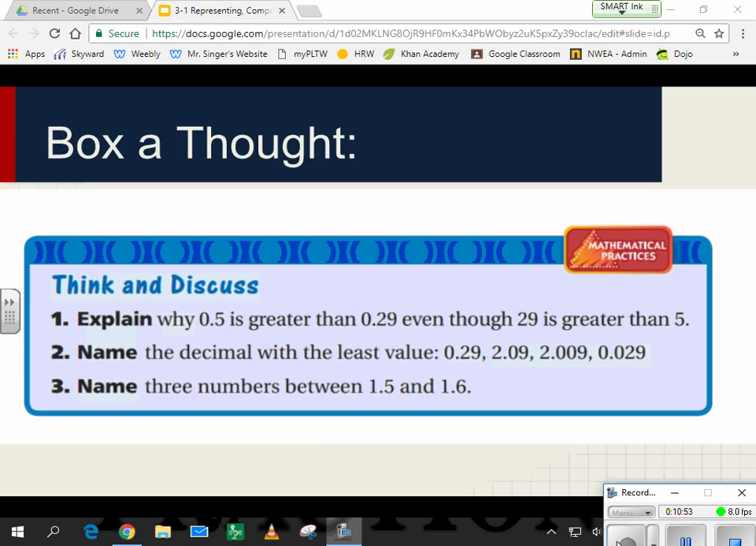So we're in the home stretch now of this video. It's time for you to give a good box of thought and give a good explanation of these three questions. Explaining why 5/10 is greater than 29 hundredths, even though the number 29 is greater than 5. Name the decimal with the least value out of those, so put them in least to greatest, and tell me how you know that the answer is its least value. And name three numbers between 1 and 5/10 and 1 and 6/10. How can you find at least 10 different numbers? I just need 3. I could easily say 10.